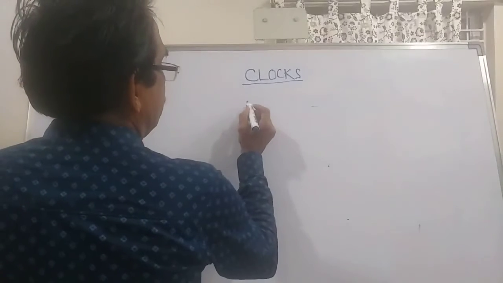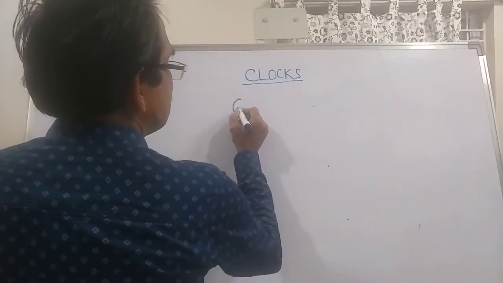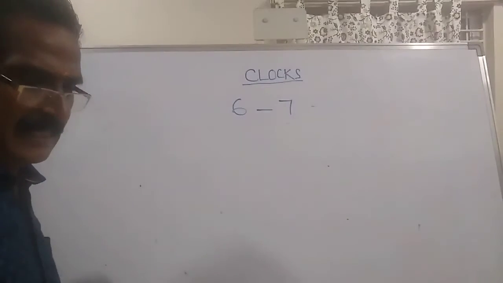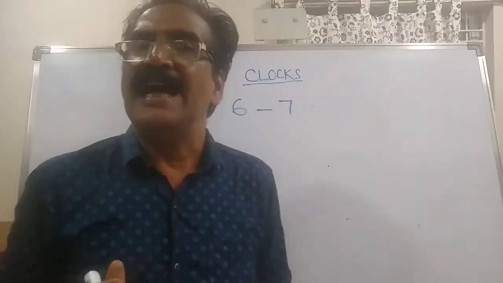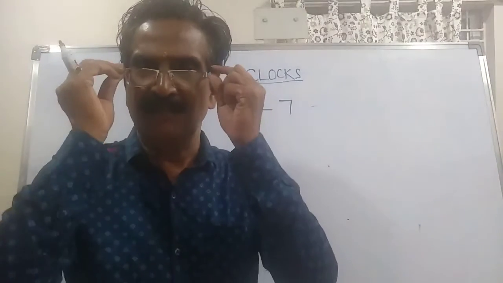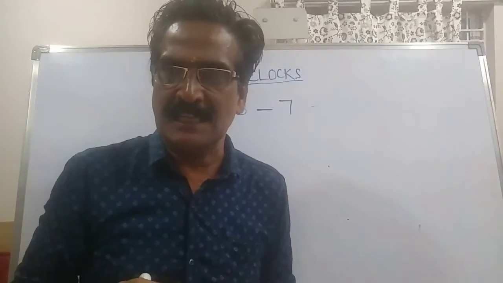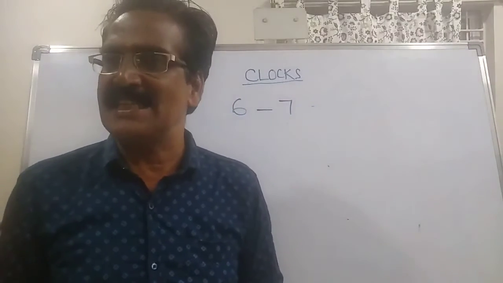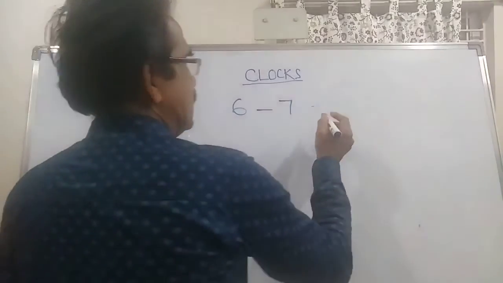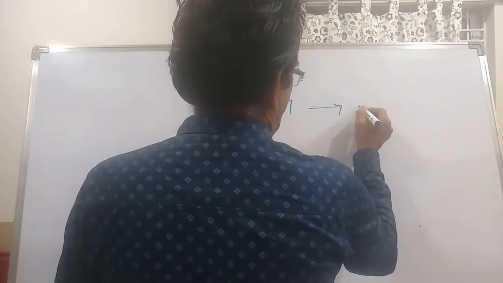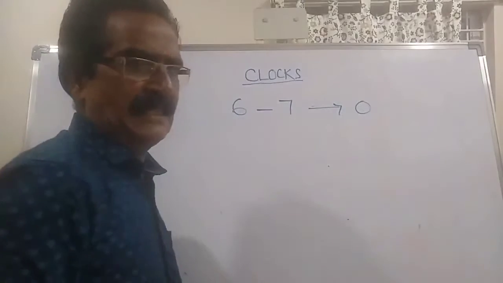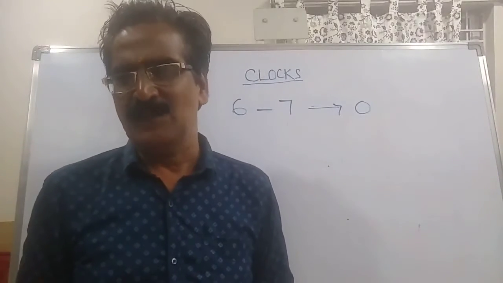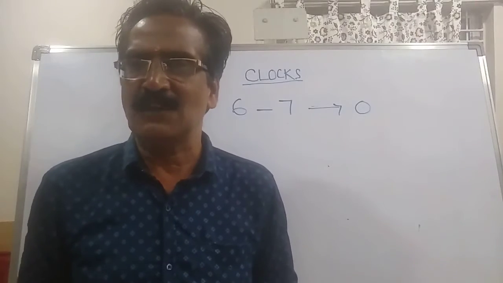At what time between 6 and 7 are the hands coincident? Hands are coincident means the angle between the hands is 0 degrees. Coincident means the position at 12 o'clock, where the hands are coincident.